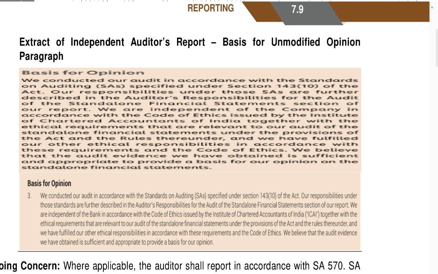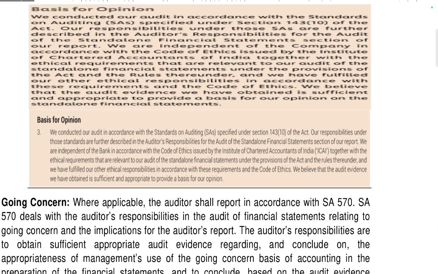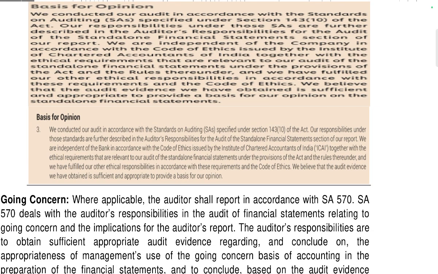the Institute of Chartered Accountants of India, together with the ethical requirements that are relevant to our audit of the standalone financial statements under the provisions of the Act and the rules, and we have fulfilled our other ethical responsibilities in accordance with these requirements and the Code of Ethics. We believe that the audit evidence obtained is sufficient and appropriate to provide a basis for our opinion on the standalone financial statements.